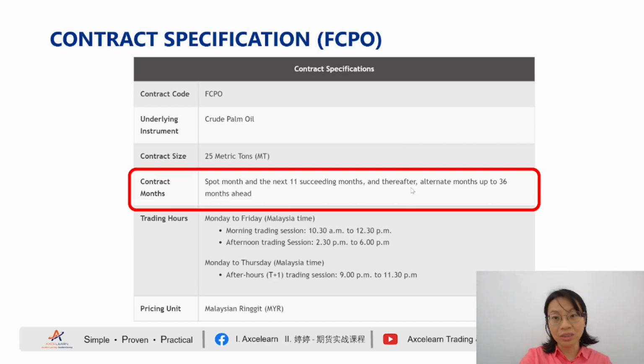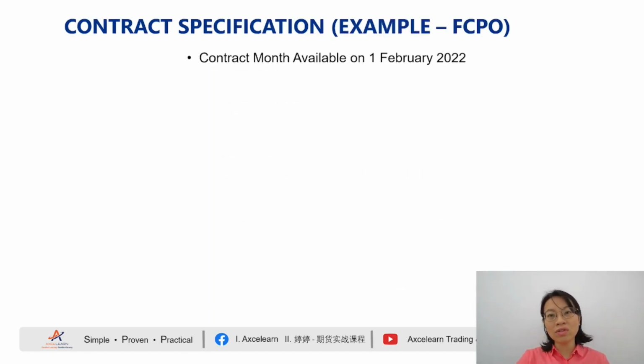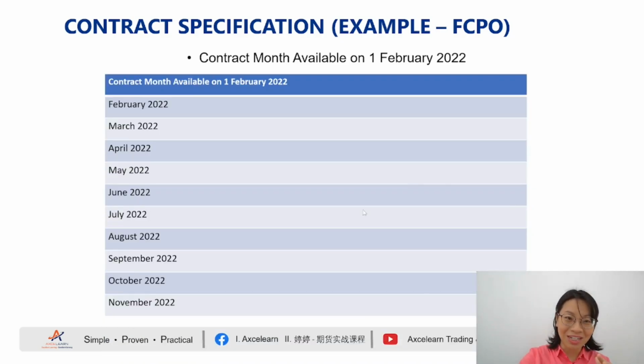Thereafter, alternate months: January, then you skip February, then March, May, July, September, November. Then again, January, March, May, July, September, November. That's it. For example, if today is the 1st of February, my spot month is February, then subsequently you follow the 11 succeeding months. So you can see that there are many months you can trade. But again, for retail, you don't trade the spot month. Unlike FKLI, you don't trade the spot month. For FCPO, you trade the 3rd month.